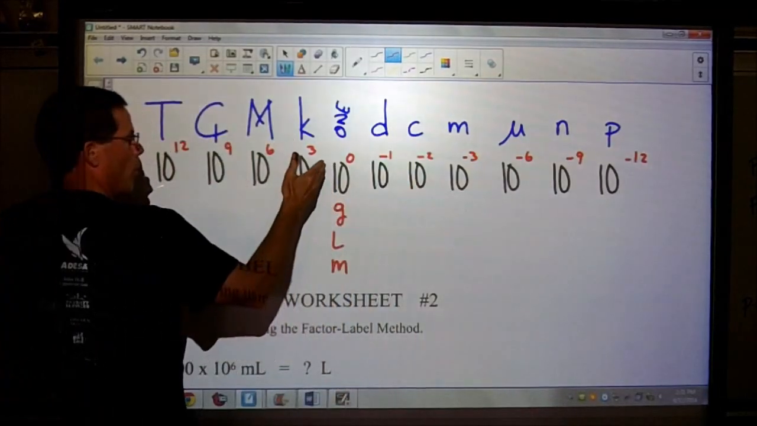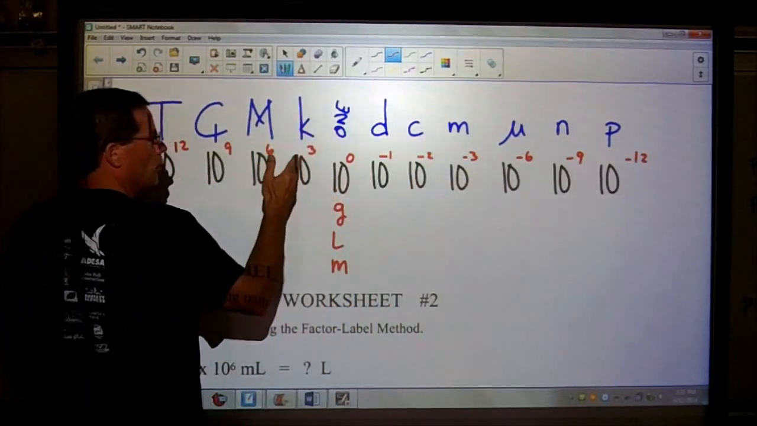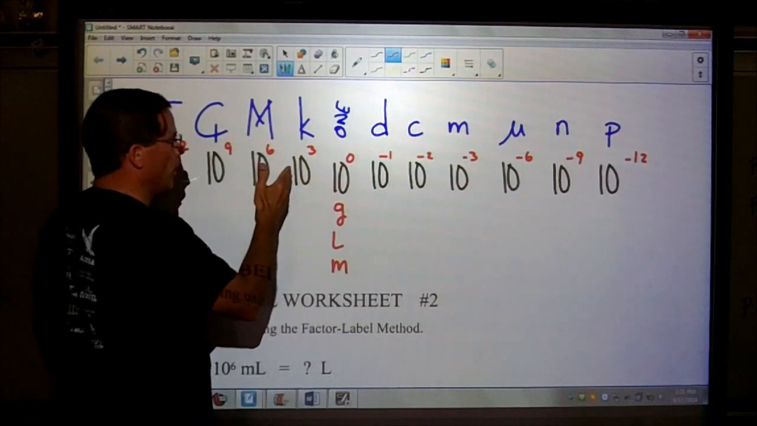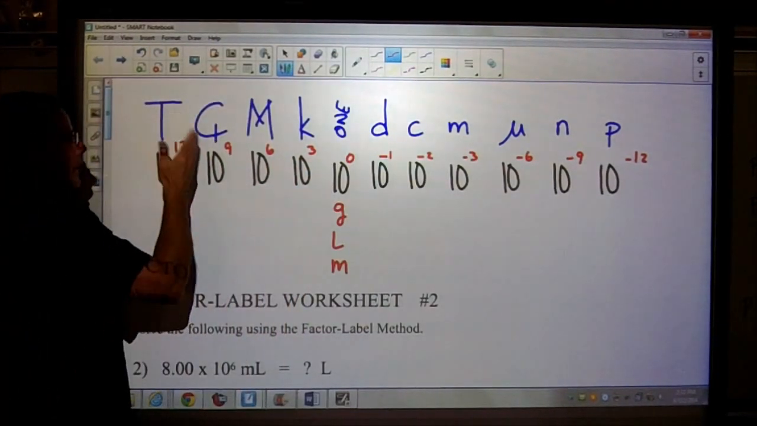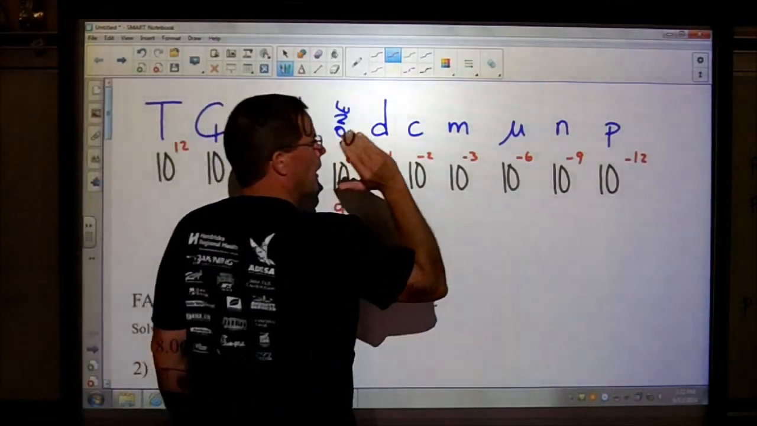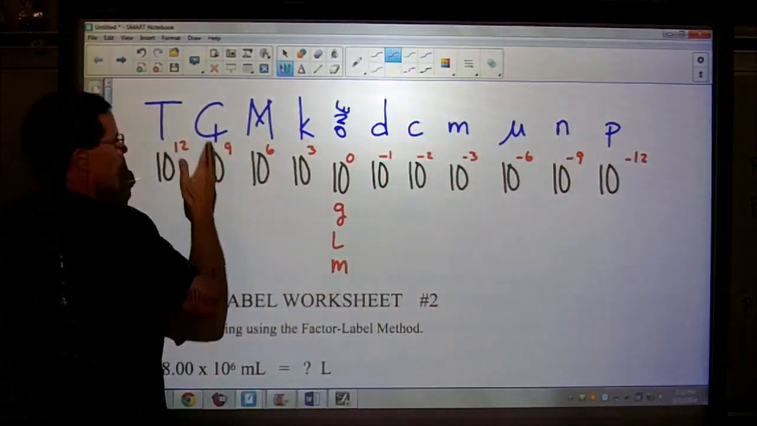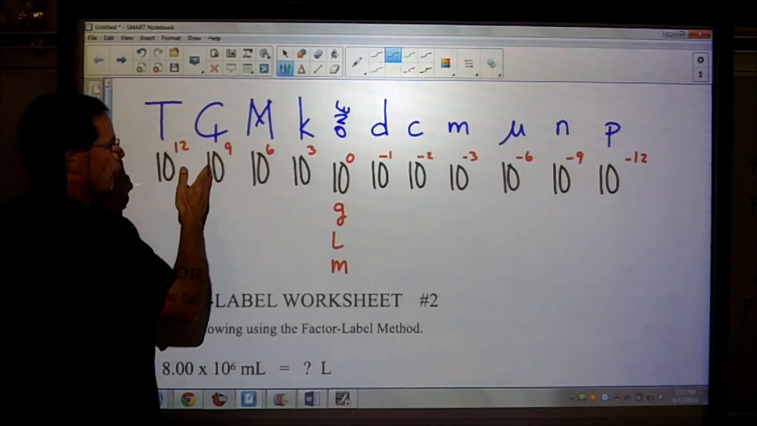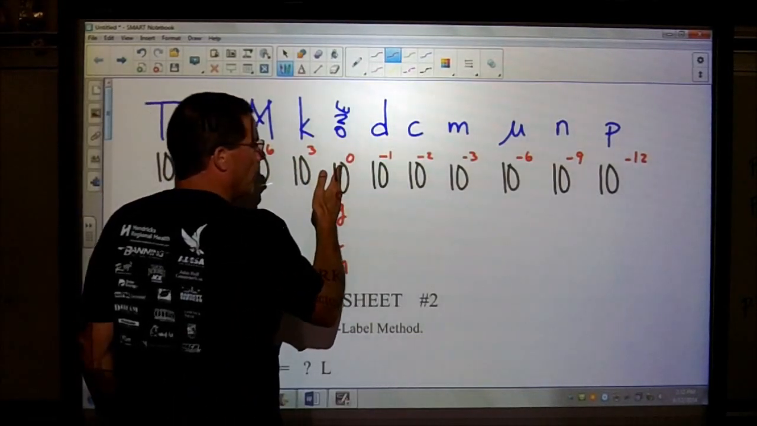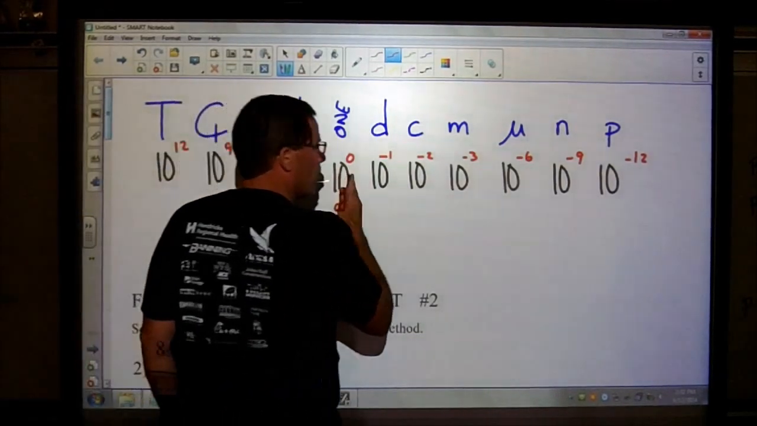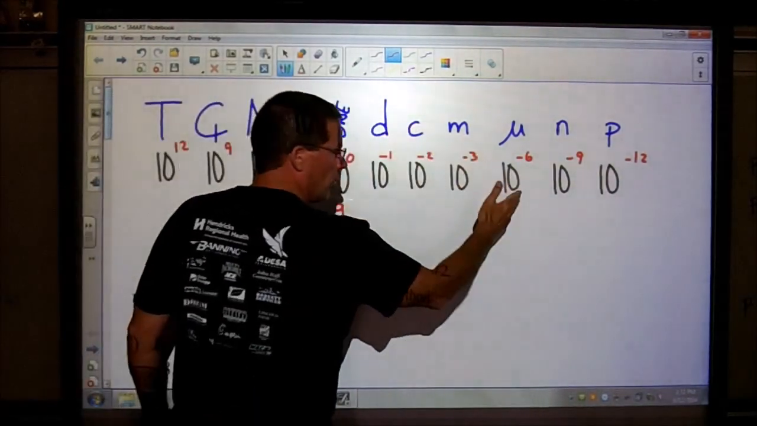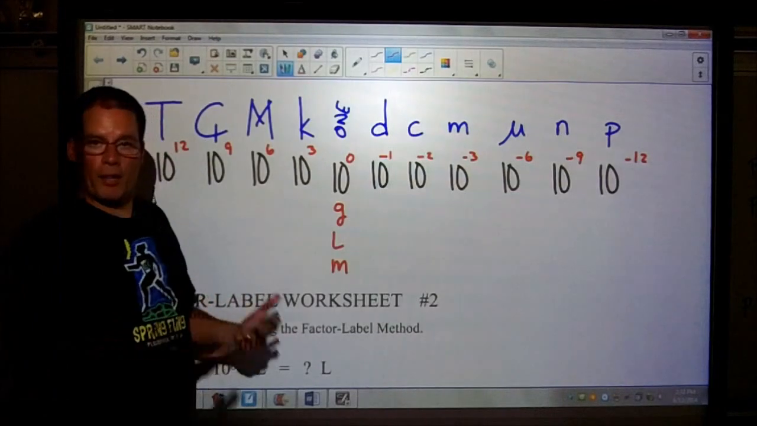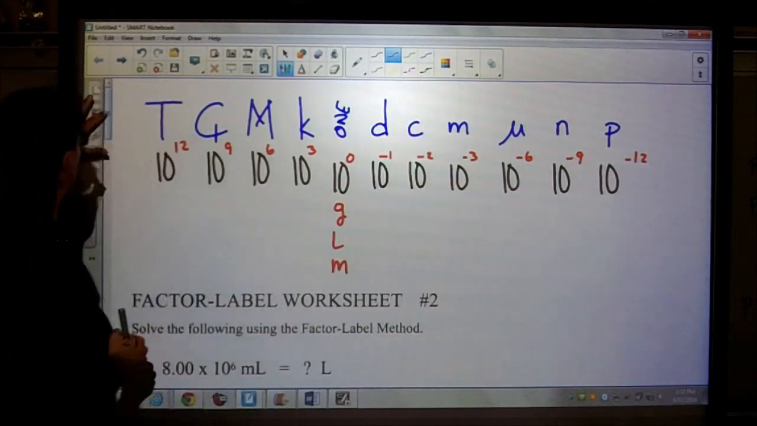If I were to go from, say, here to kilo, I'm going to move the decimal 3 times. If I were to start with, say, gigaliters, and I wanted to know how many microliters that is, giga is 10 to the 9, so I'm going to move the decimal 9 places. And then if I'm going to micro, I'm going to move it an additional 6 places. So 9 plus 6 is a total of 15. So that's how I get my exponent when working this out.